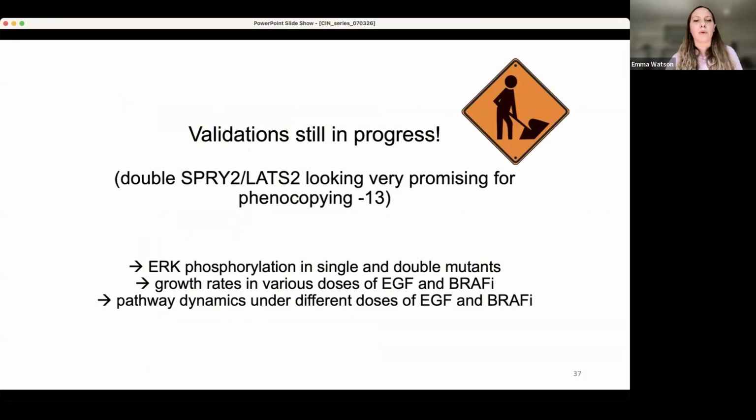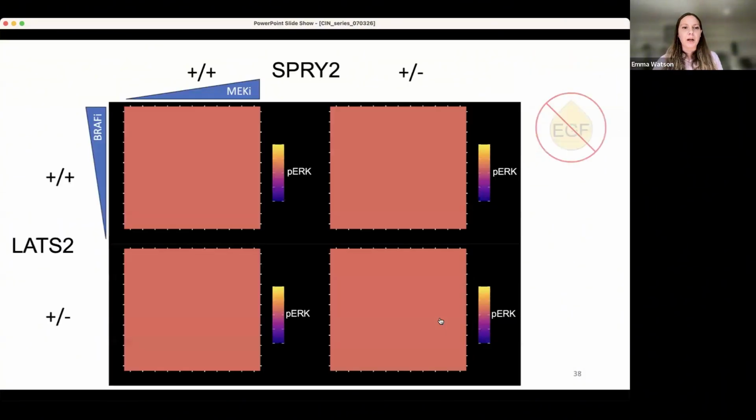And so some of the things that we're looking at are ERK phosphorylation in the single and the doubles, growth rates at various doses of EGF and BRAF inhibitor, and also we're testing some of the predictions about the pathway dynamics from the modeling under various EGF and BRAF inhibitor doses. So one thing that the model also predicted was that the double mutant would also be resistant to MEK inhibitors.